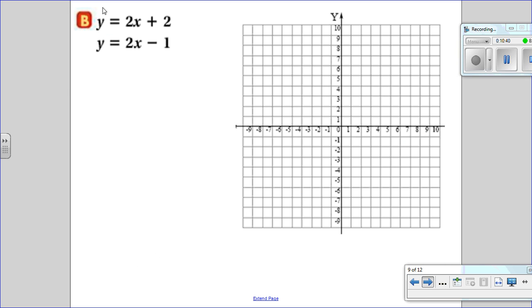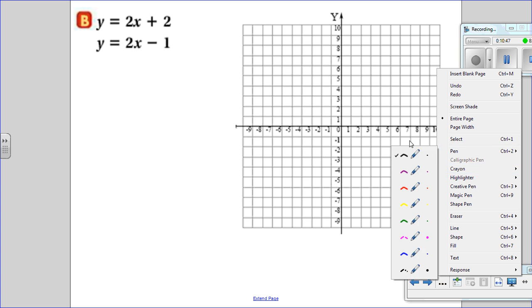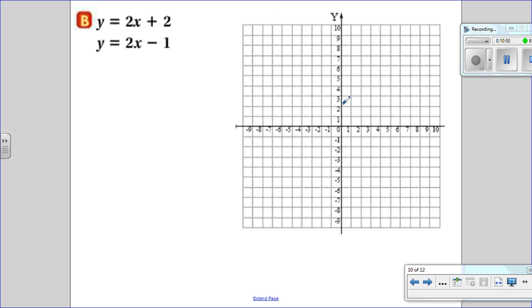How about this one? Okay, let's graph both lines. So the first one is y-intercept at plus 2. Slope of 2, which is up 2 over 1, up 2 over 1. Next line, so y-intercept of negative 1, so that starts here. Slope of 2, up 2 over 1, up 2 over 1, up 2 over 1. Line's going to look like this.